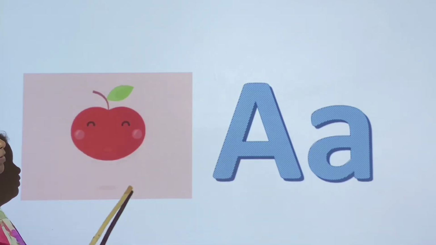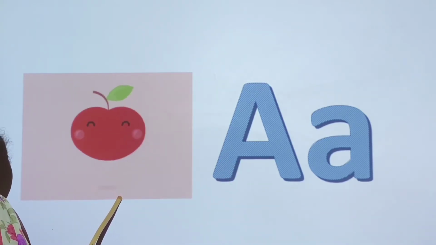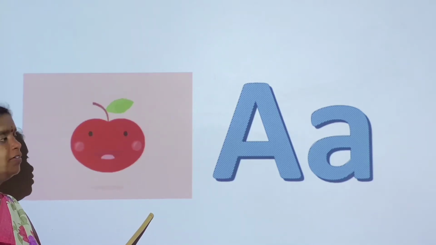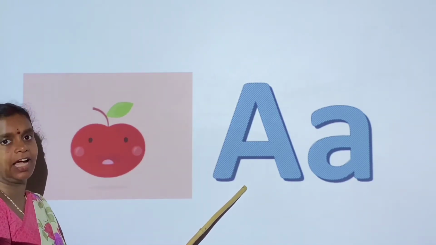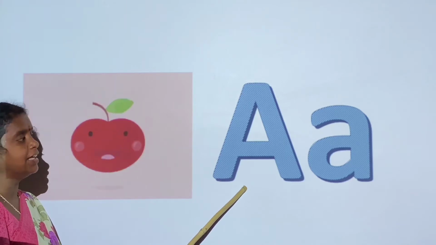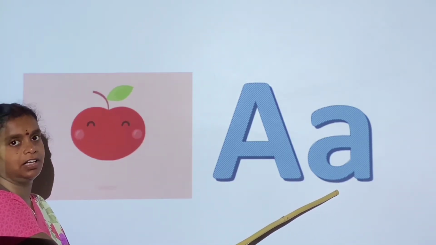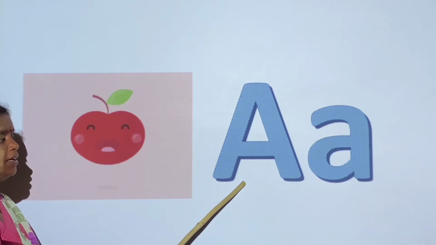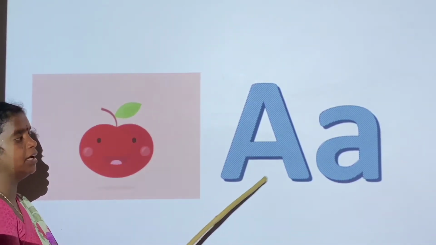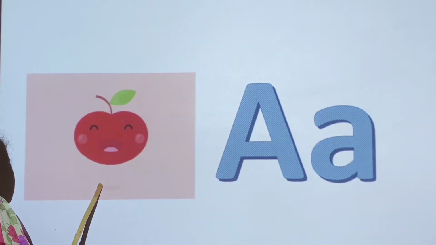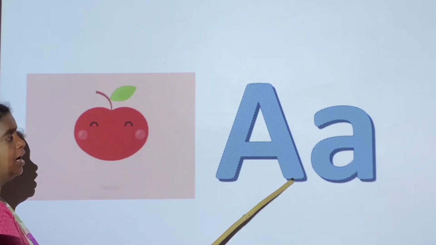See here, now what is this picture? Can anyone tell? Very good. This is an apple. Okay. What is this letter? Capital A. Next, what is this letter? Small a. Very good. Capital A, small a. Repeat with me. Capital A, small a. Okay now? A for apple.